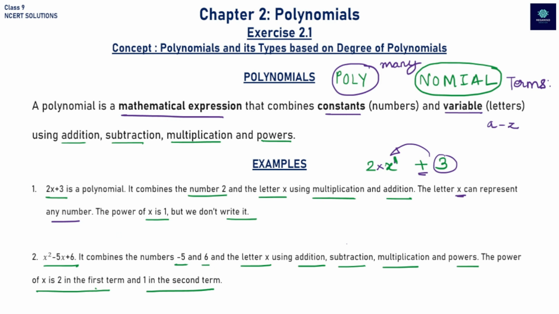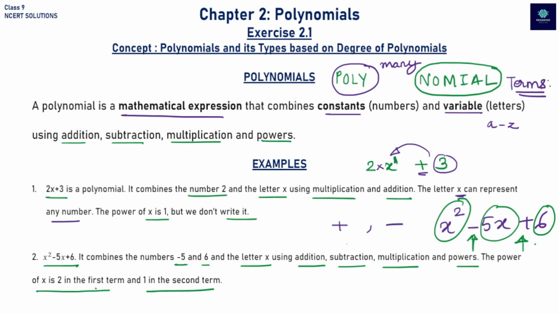Now here you come across something called as terms. And as we started the video, we learned that polynomial means many terms. So what these terms are exactly? So terms are the part of polynomial expressions and they are separated with the help of plus and minus sign. Now let us take the second example, x square minus 5x plus 6. So here you have three terms. This is your first term, this is your second term, and this is your third term, as these are separated by using minus and plus signs.